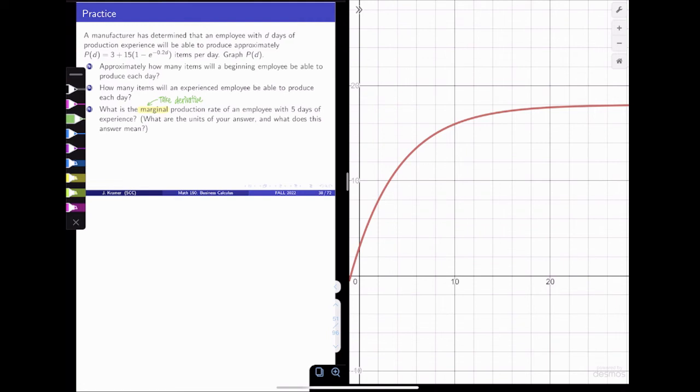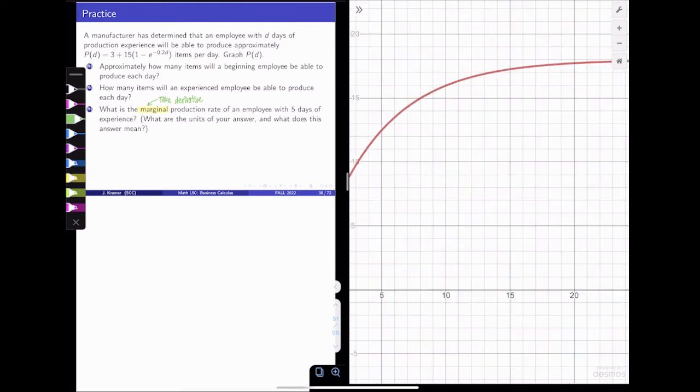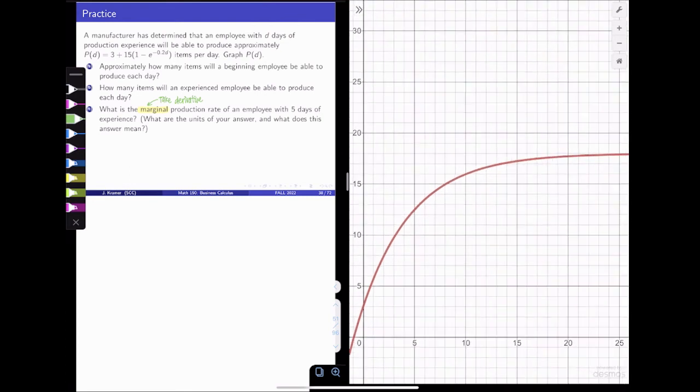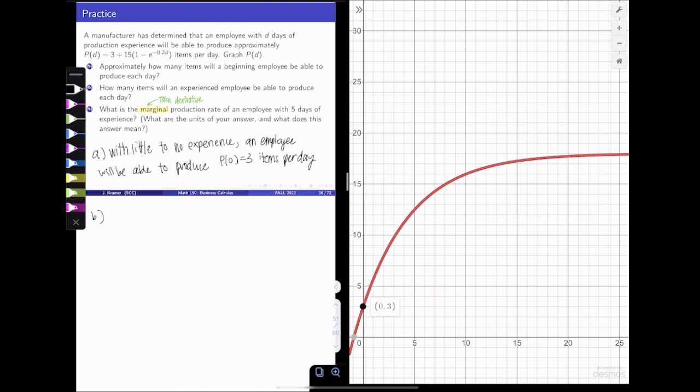So a beginning employee would have about 0 days of experience. So we're looking at about where the graph crosses the y-axis here, so the y-intercept, which would be that when they have 0 experience, they can produce about 3 items per day. So with little to no experience, an employee will be able to produce about 3 items per day. That could have been found as well using the equation by plugging in 0.